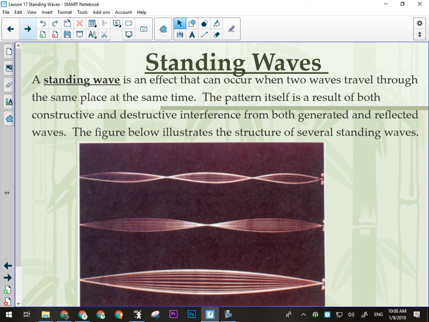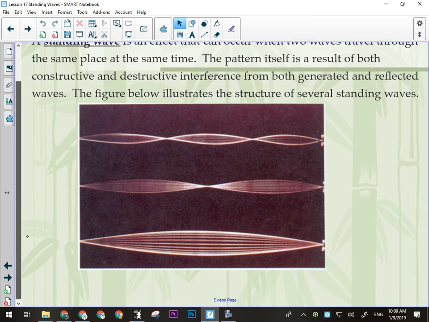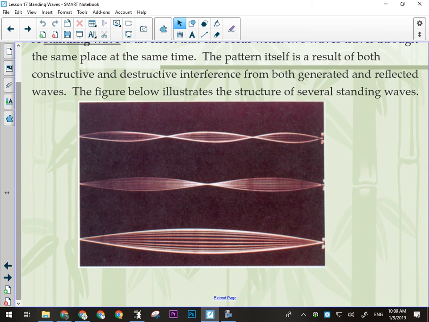All right, so a standing wave is an effect that can occur when two or more waves travel through the same place at the same time. The pattern itself is a result of constructive and destructive interference from both the waves that are being generated and the waves that are simply reflecting back and forth that have already been generated. The figure below illustrates the structure of several standing waves. I'm going to show you these in just a minute with the spring, but the simplest standing wave pattern that can form is the first one on the bottom.